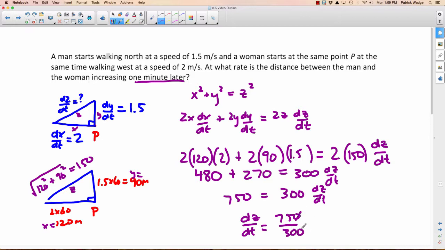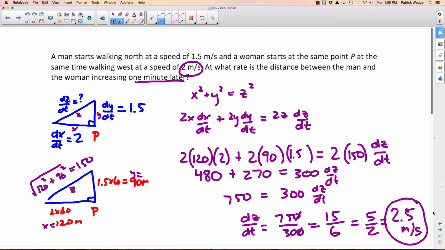Let's knock off a 0, and let's divide them both by 5. So 5 goes into 75 15 times. 5 goes into 30 6 times. I guess I could have done a better job. I should have divided them both by 15, shouldn't I? Oh well, it'll still work. Divide them both by 3, you get 5 and you get 2. So that's fine. If you want, raise a decimal, 2.5. 2.5 what? Meters per second.